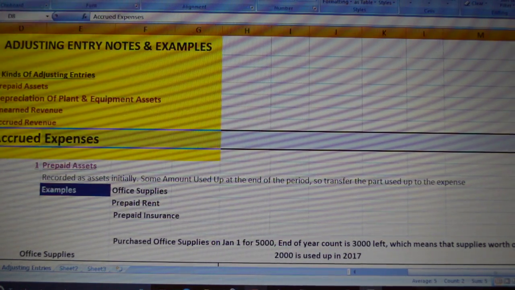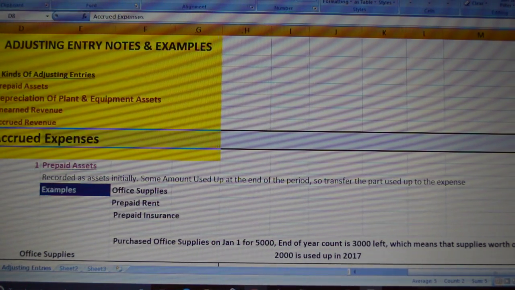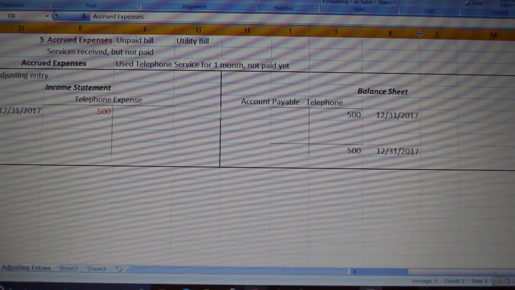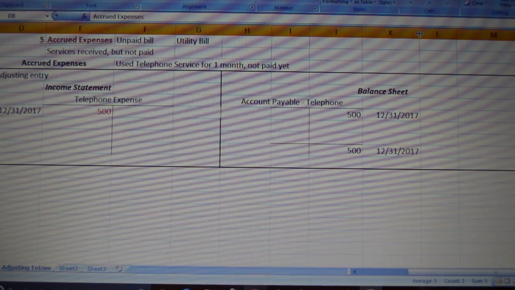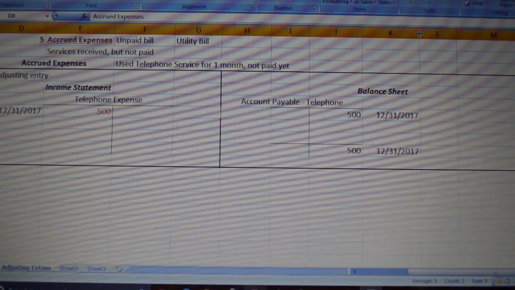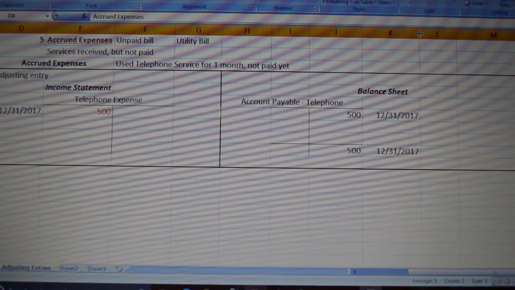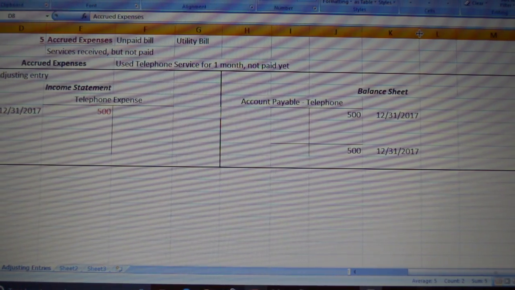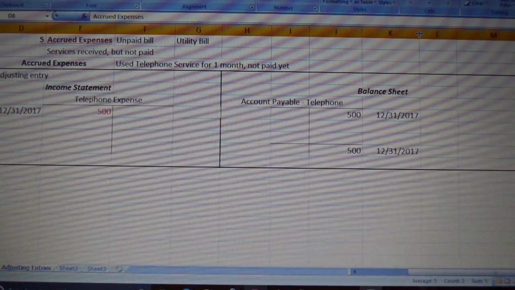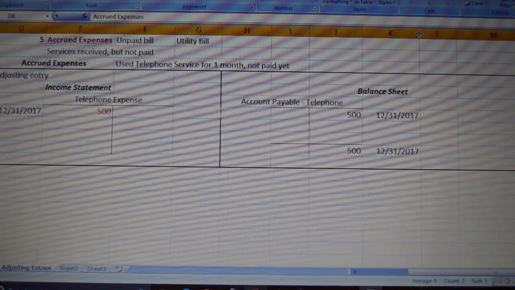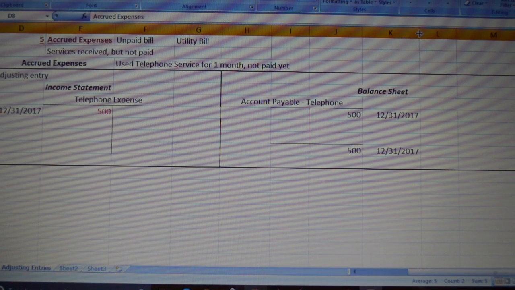The last adjusting entry is accrued expenses. What are accrued expenses? Now, accrued expenses are unpaid bills. Let's take the example of a utility bill. We have received the services from the telephone company, but we haven't paid them yet. So, even if we haven't paid them, we still have to record the expense. On the balance sheet side, we will record accounts payable, and on the income statement side, we will record the telephone expense.